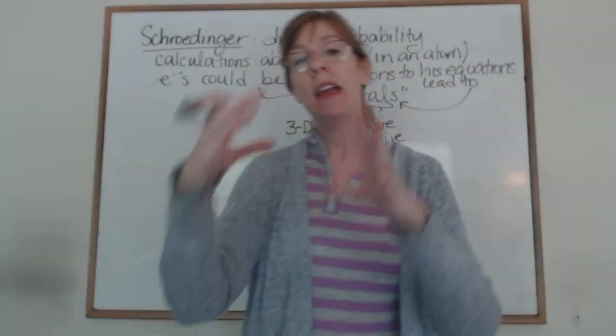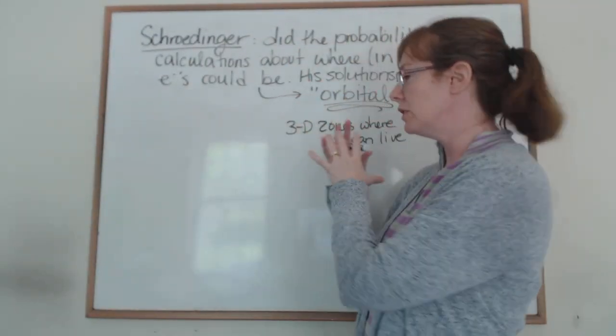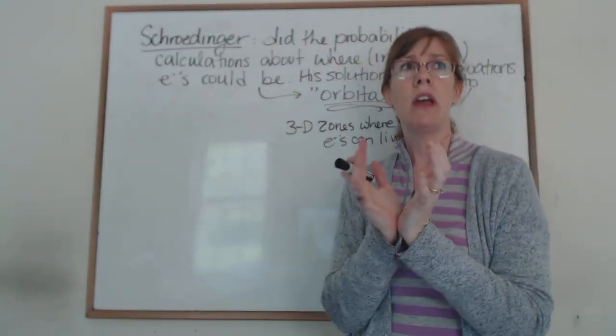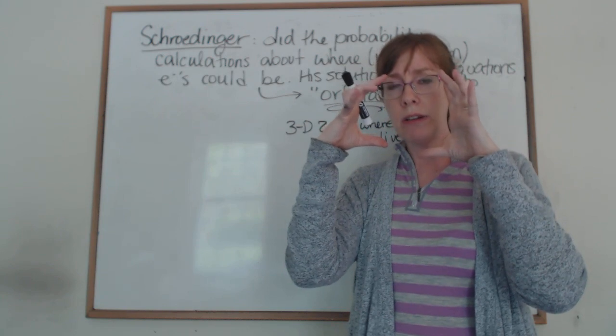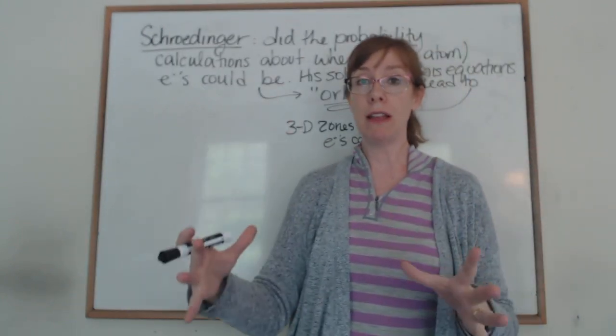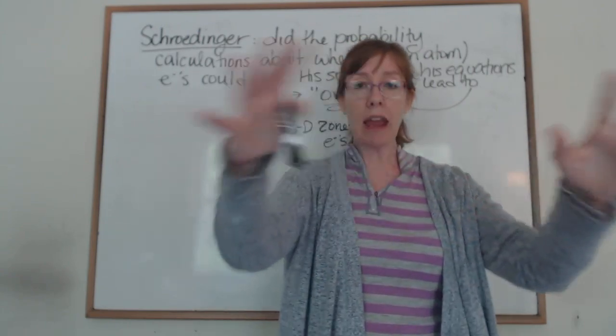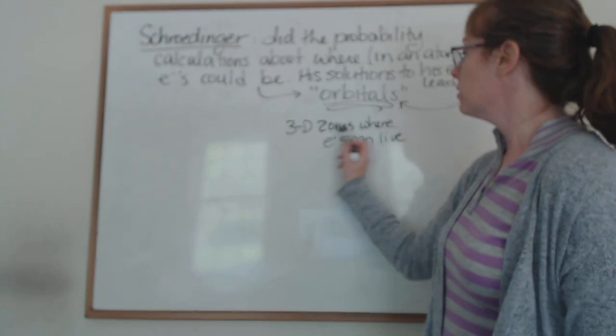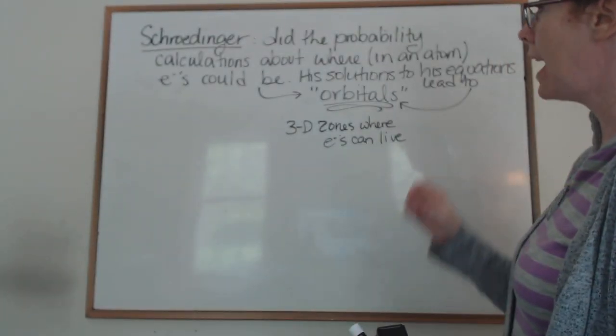At the end of the day, it's important for you to understand they're just zones. Orbitals have no membranes. They're not contained. They're just spaces in an atom where an electron can live. If you know anything about basketball, there's something called zone defense. It's an area, okay? And that's kind of the same type of thing about orbitals. They're 3D zones where electrons can live in an atom.